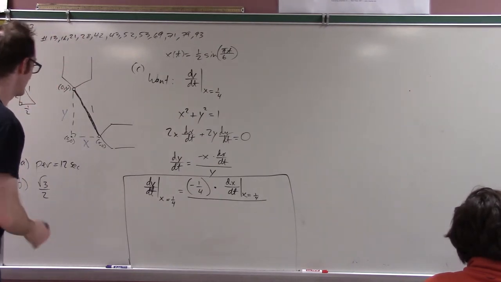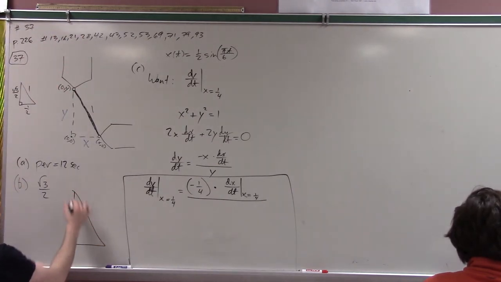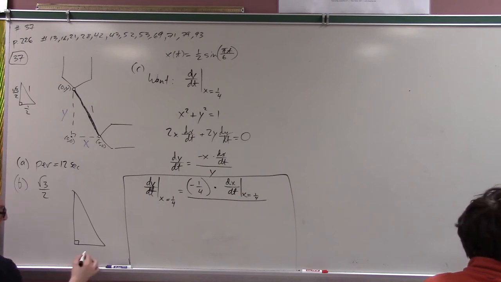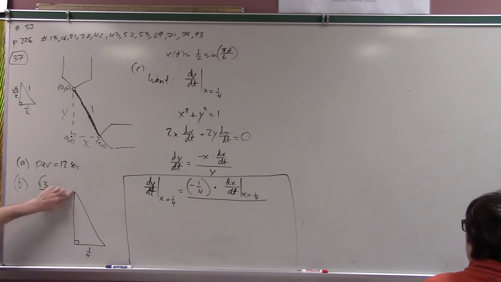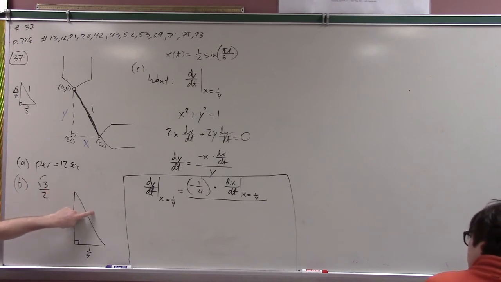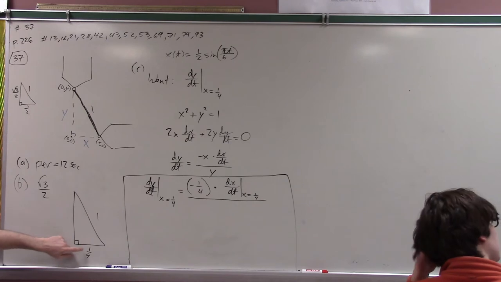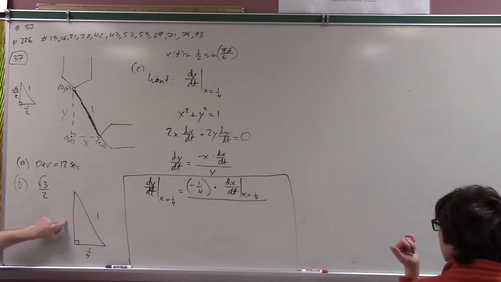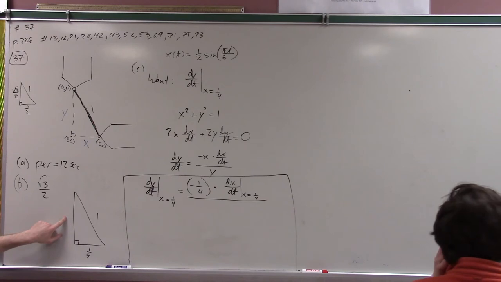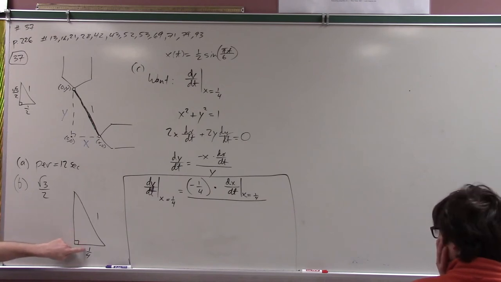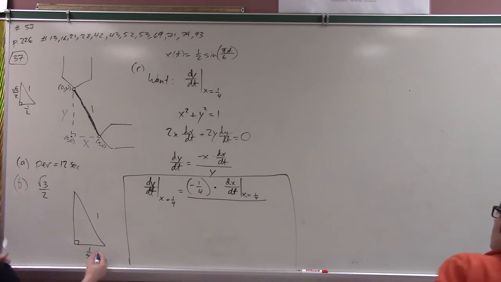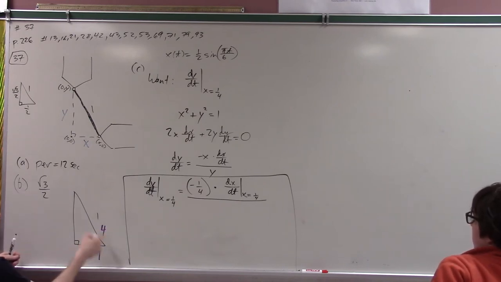Well, for that, I will make an auxiliary picture. And I think we talked about this in class, right? The cool way to do this is to say, if x is 1/4, in your mind, you scale the figure: this is 1/4, this is 1. If you scale the figure by 4, this is really like a 1, 4, something right triangle. And then what is that something? Kind of just do it in your head. Careful. If this is 1 and this is 4, then what's the missing side?